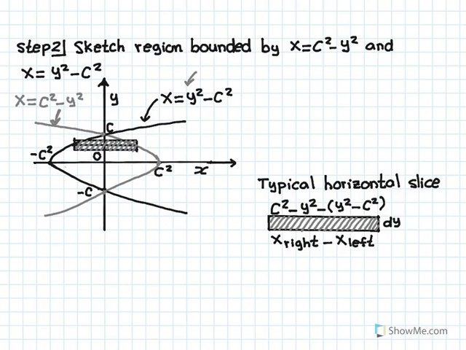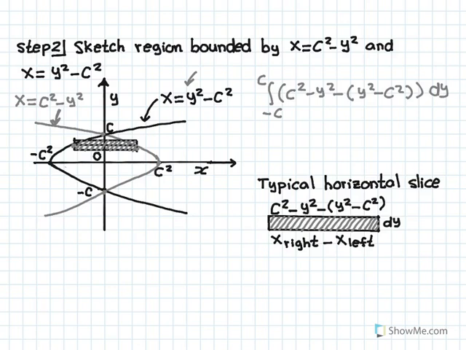Now, it's logical to draw a horizontal slice because that way we can capture the whole area with one integral, because the right point of contact is always going to be the parabola x equals c squared minus y squared, and the left point of contact will always be x equals y squared minus c squared. So if we set up the definite integral, it's going to be integrate from minus c to c. These are the y values, and we go x right minus x left. x right is c squared minus y squared, and x left is y squared minus c squared, dy.